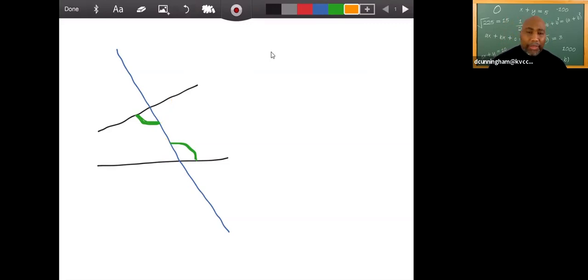But let's talk about that one. That's an alternate interior. They alternate in interior. We'll talk more about that. Now, let's look at corresponding angles.